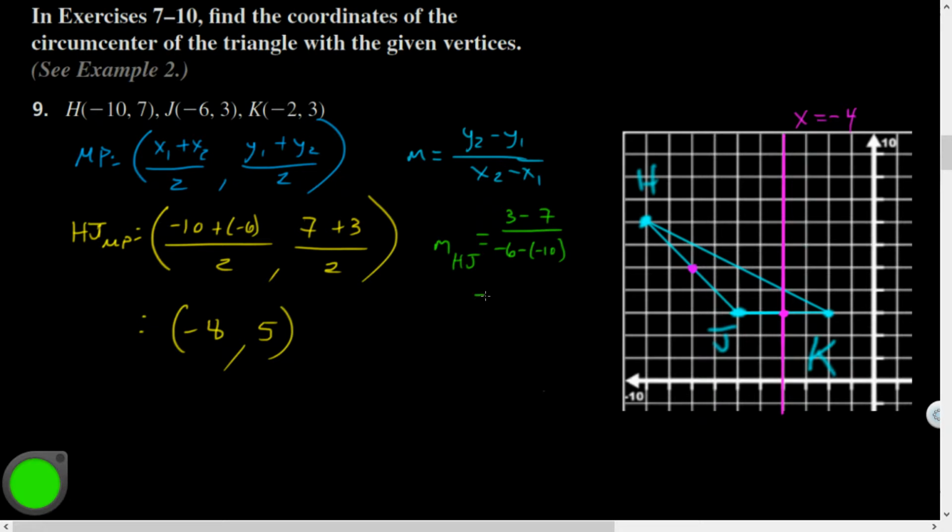Make sure you guys ask questions as you need to as well, because I know I was absent yesterday. -6 minus -10 is -6 plus 10, which is 4. And so the slope of HJ is going to equal -1. So that is the slope for this line: down 1 over 1, down 1 over 1, down 1 over 1.